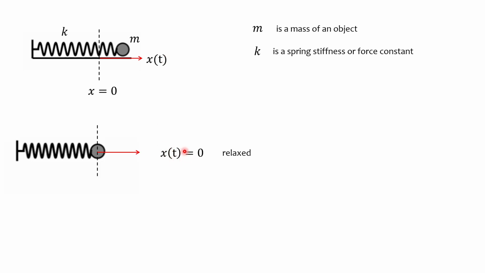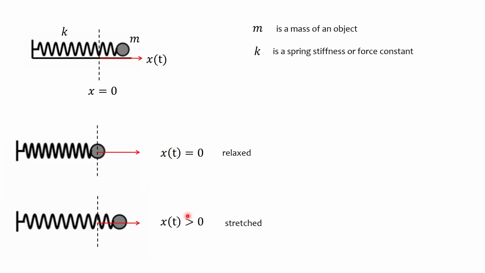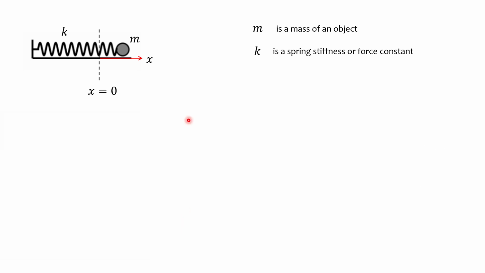When x is 0, the spring is relaxed, when x is positive, the spring is stretched, and when x is negative, the spring is compressed. To describe the motion of the object, we need to set up the equation of motion using Newton's second law and solve it. First, let's examine all the forces acting on the system. Obviously, there is a restoring force, which follows Hooke's law, and which we discussed in the first video. Since we are considering damping, there is an additional force that we must take into account.